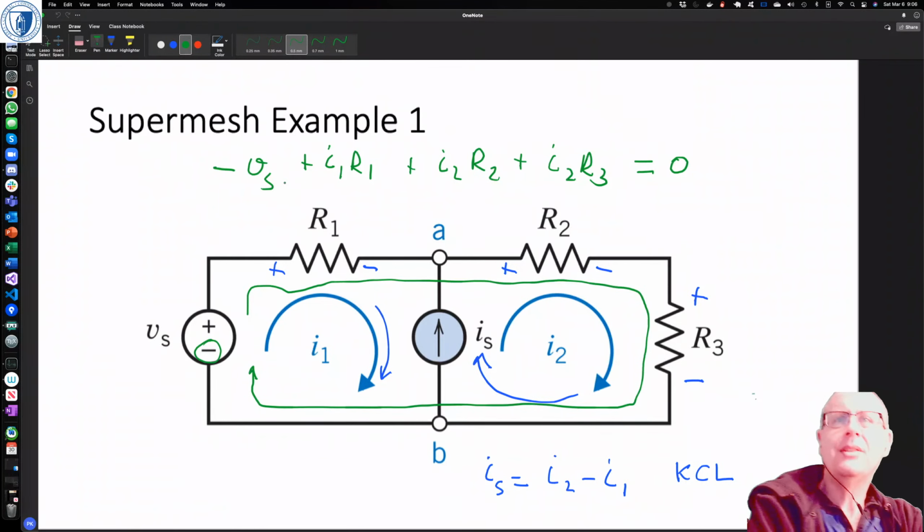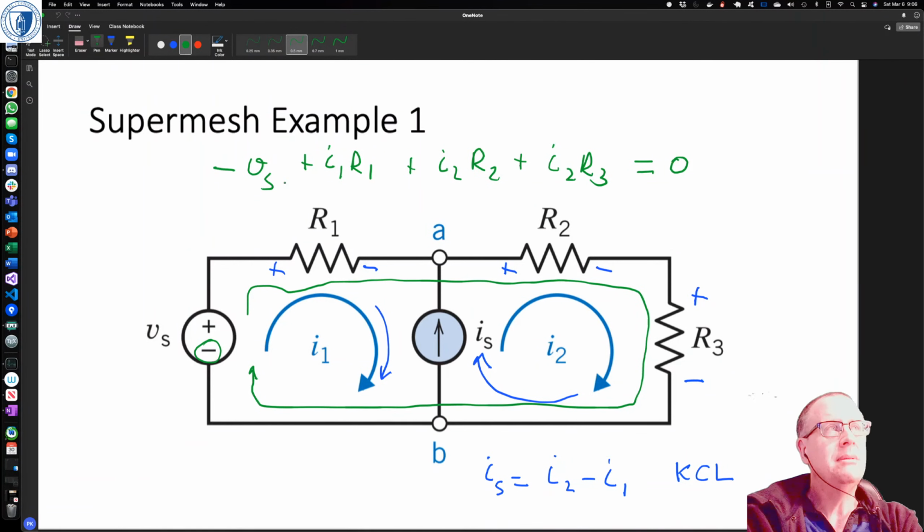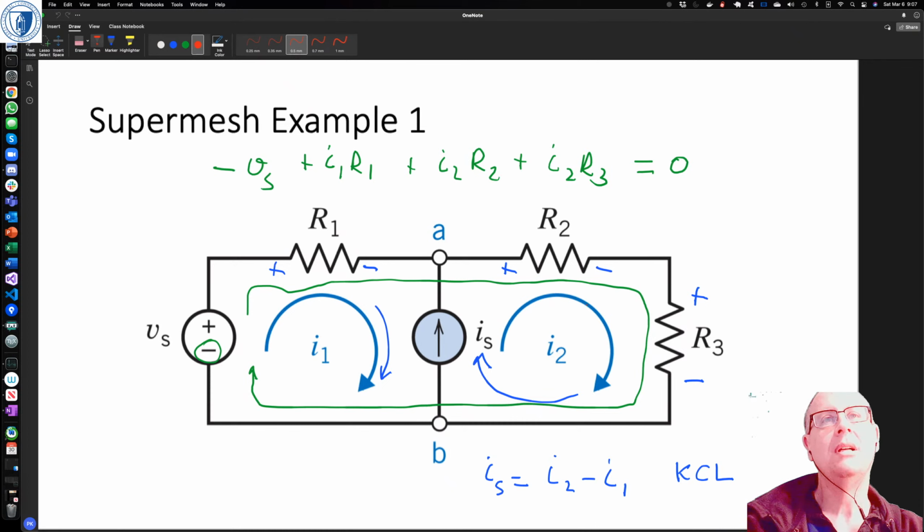So this is a super mesh example, and it's a super mesh example particularly because of this current source, right? We've got I1 going through it, and we've got I2 going through it. And because of that, we can't write a KVL expression, a Kirchhoff's voltage law expression, for the mesh that is I1, and we can't write a Kirchhoff's voltage law equation for the mesh that is I2.